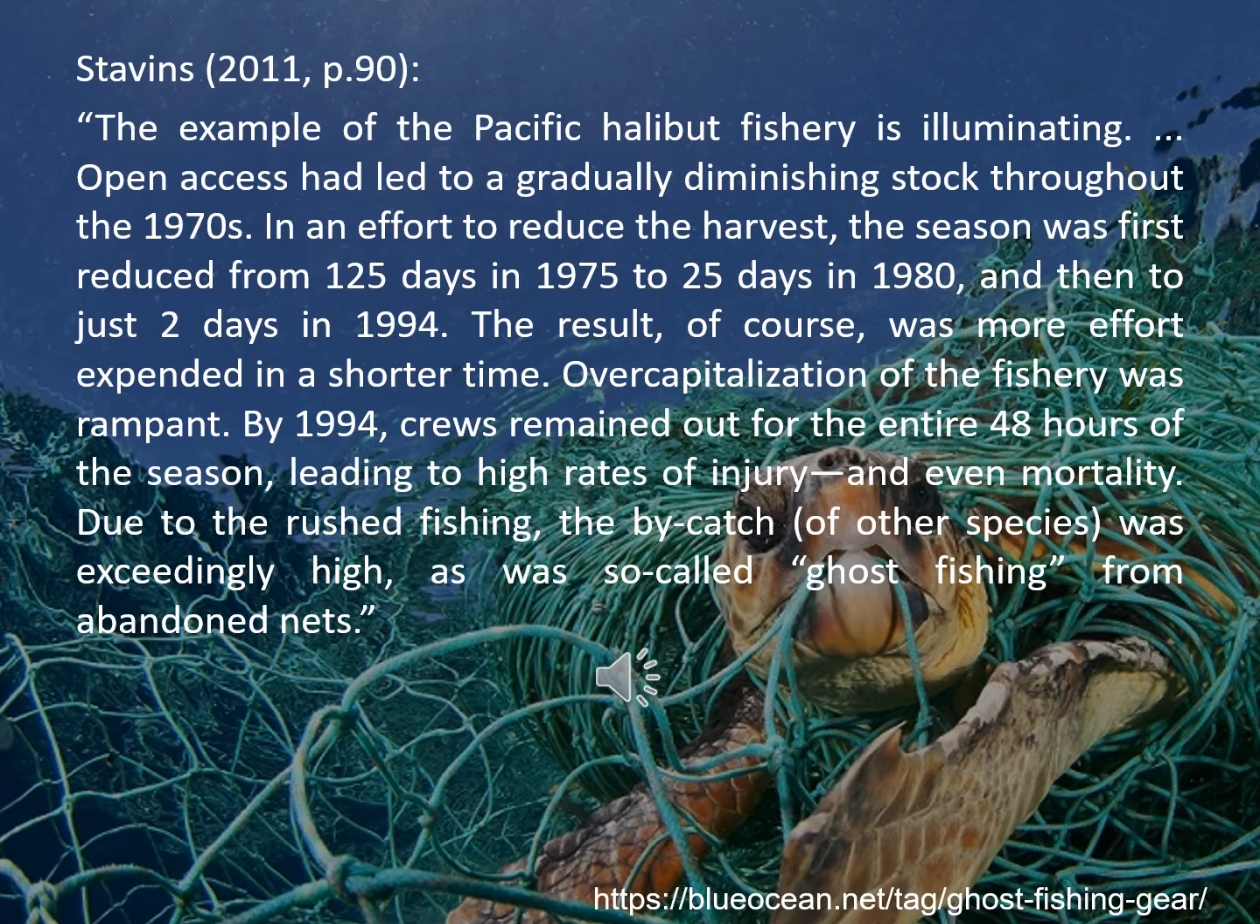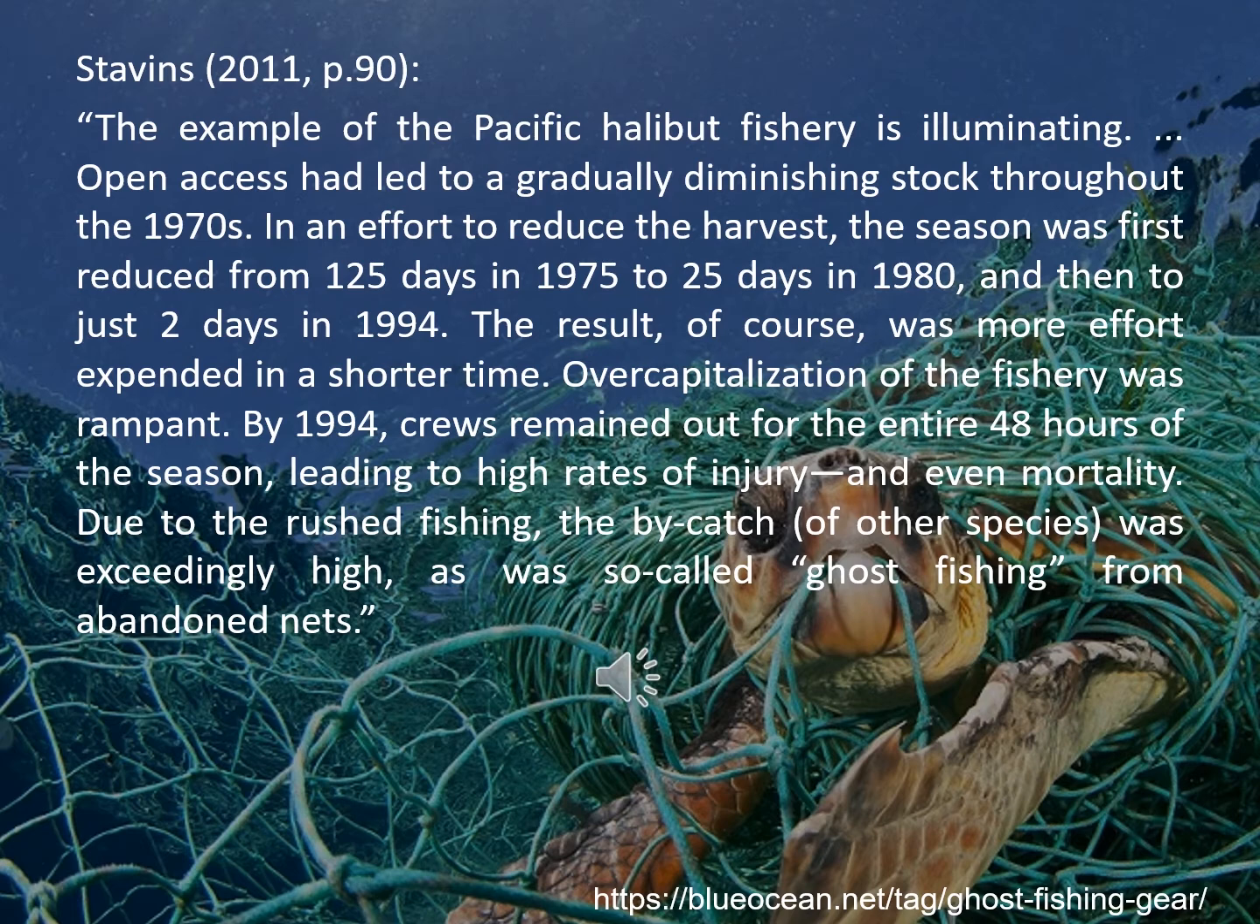The review by Stavins illustrates the potential of these individually transferable fish quota. First, describing the results of earlier regulation attempts, page 90 reads, "The example of the Pacific halibut fishery is illuminating. Open access had led to gradually diminishing stock throughout the 1970s. In an effort to reduce the harvest, the season was first reduced from 125 days in 1975 to 25 days in 1980, and then to just 2 days in 1994. The result, of course, was more effort expended in a shorter time.